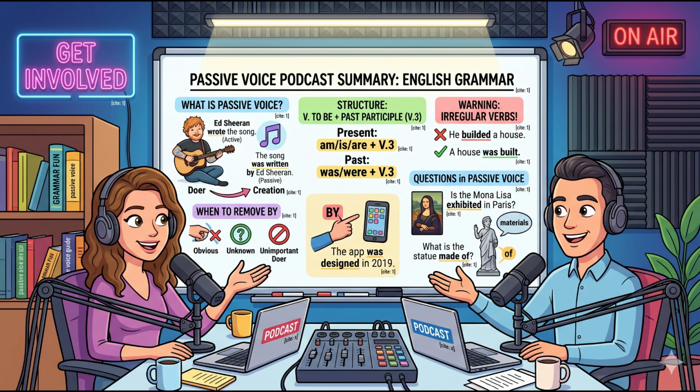So true. Okay, to wrap up your shortcut to mastering Unit 5, you need to remember to shift your camera focus. Watch your be verbs to ensure you're in the right tense. Double-check those irregular past participles and know exactly when to drop the by. Basically, control the focus, control the sentence.